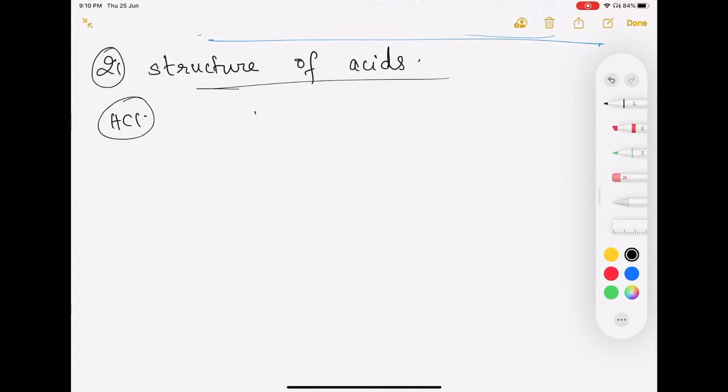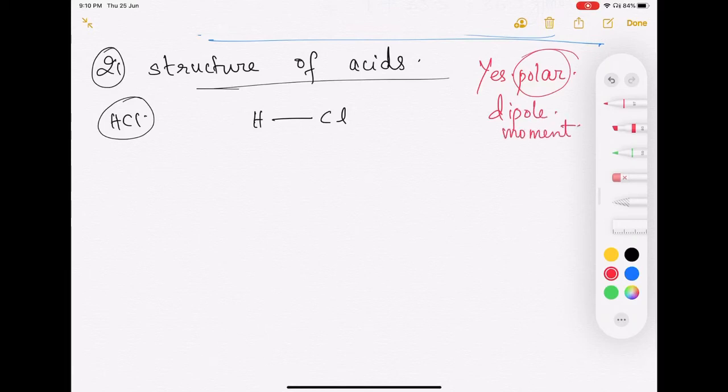The structure of hydrochloric acid is very simple. It is hydrogen bonded with chlorine. You know this very well. And is this a polar molecule or not? Yes, it is a polar molecule. Why is it a polar molecule? Dipole moment is present. How can we say dipole moment is present?